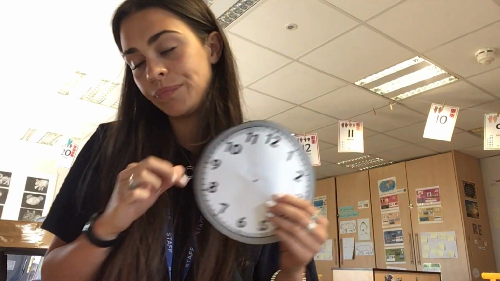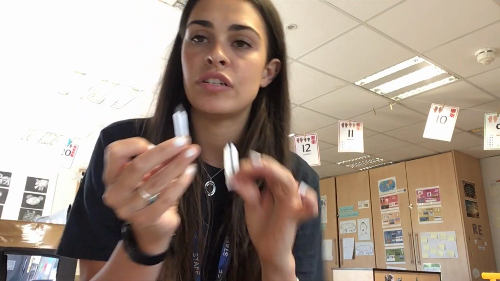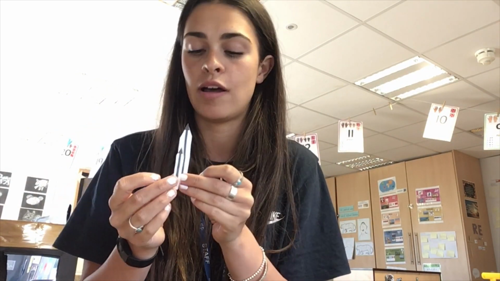So I've just cut out my clock, here we go. And I've also cut out my minute hand, which is my longer hand, and my hour hand. And what I've done is I've left a little bit of white paper here because you're going to put a drawing pin through them, and you just want enough paper to be able to put that drawing pin through.